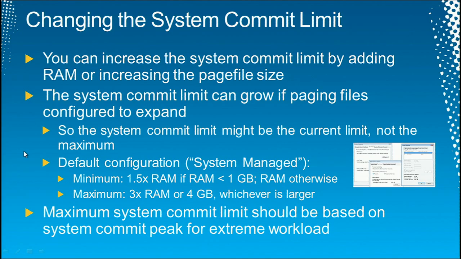So what are those sizes? Well, the default configuration for system managed, when you first get to this, you're like, system managed. I wish I knew what that algorithm was because it's probably really tricky, intricate, based on a lot of heuristics. System watching the way the system's behaving and tuning things. What is it? The minimum is 1.5x RAM if RAM is less than 1 gig, otherwise it's RAM. And the max is 3x RAM or 4 gig, whichever is larger. So you can tell a lot of time and energy went into the tuning of that.